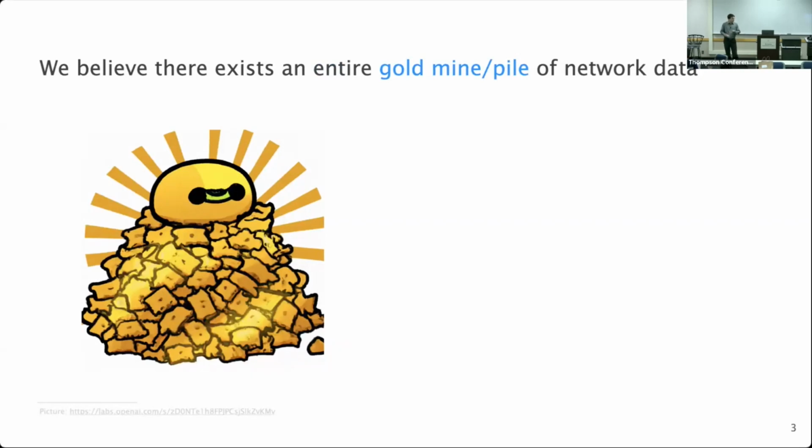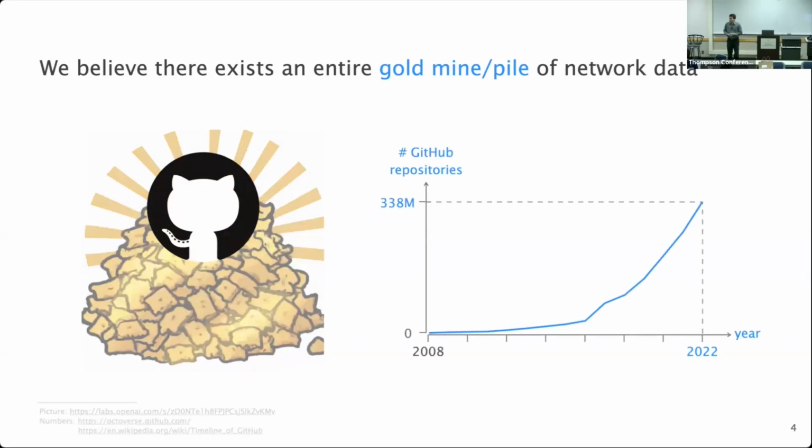So what could that be? Namely, the ever-increasing amount of open source applications that we see on websites such as GitHub. GitHub alone currently claims to host around 338 million repositories, and this number is increasing every year. Just imagine the diverse types of traffic and applications found in all these open source projects. So what if we could dig in and take advantage of it?